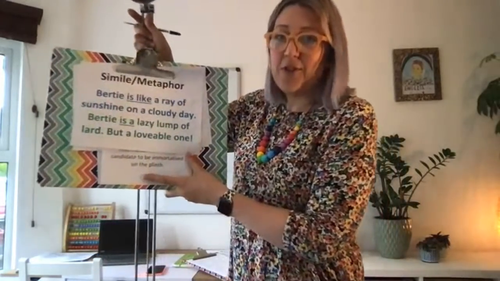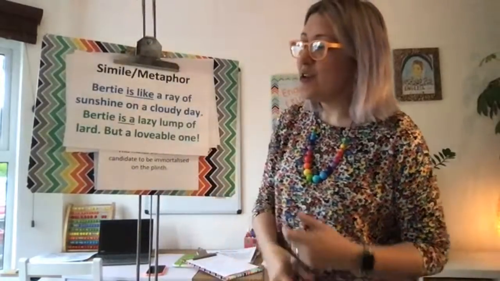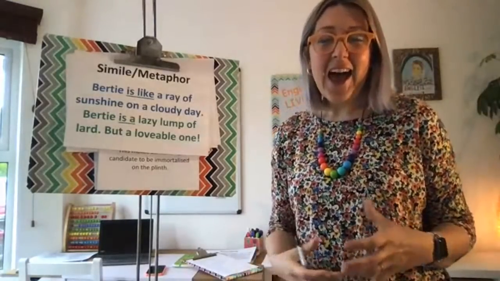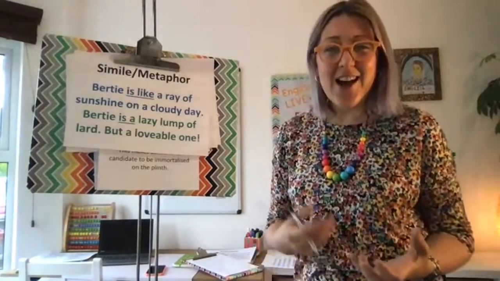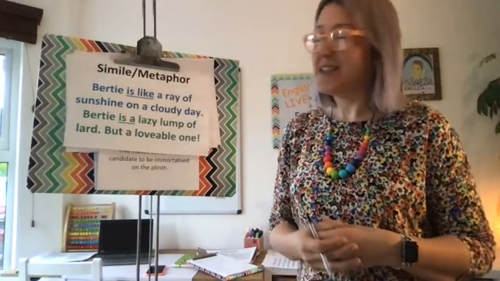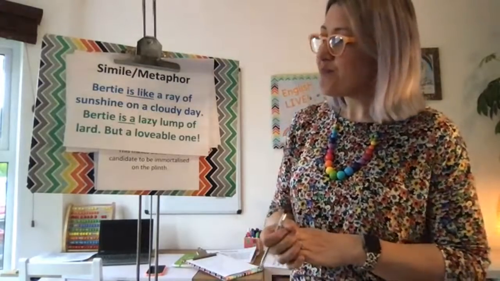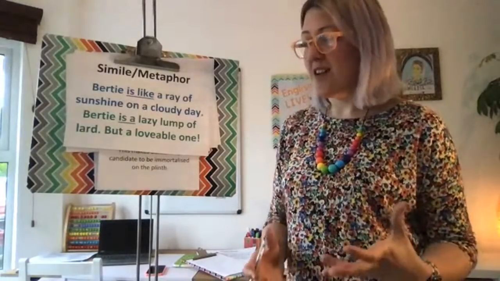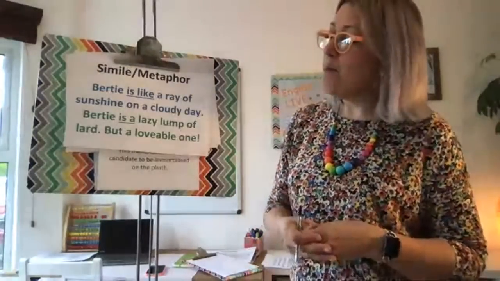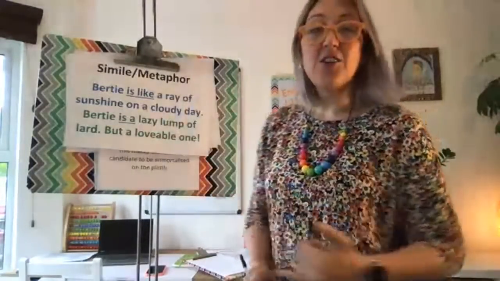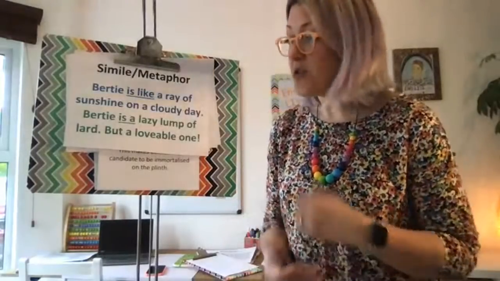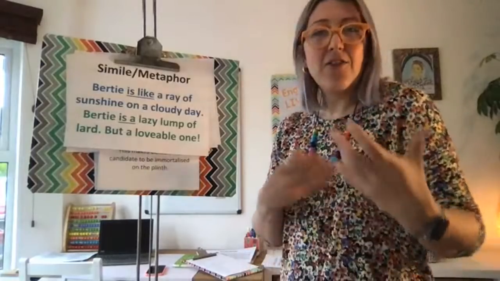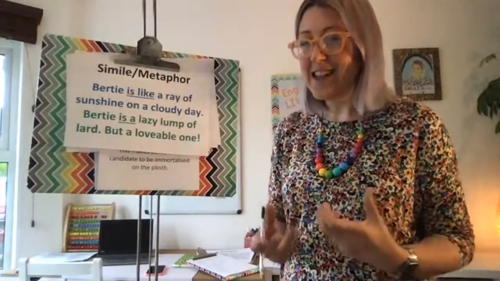So I've got two examples for you here. The first one, Bertie is like a ray of sunshine on a cloudy day. Okay, so that's my simile. And I'm trying to make Bertie sound really wonderful and a really good choice for going on the plinth in Trafalgar Square. And my metaphor is Bertie is a lazy lump of lard. Lard is like butter. But a lovable one. So I've even actually included some alliteration in my metaphor. So I've used lots of words that start with an L to place emphasis on those words and to make the flow of the sentences sound really nice.